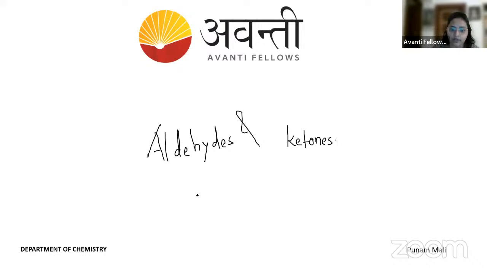Both contain a carbonyl group in them. What is the structure of the carbonyl group? Can you tell me the structure? RCHO is for aldehyde, and for ketone it is RCOR, right? Like this way we write the aldehyde, and like this way we write the ketone.